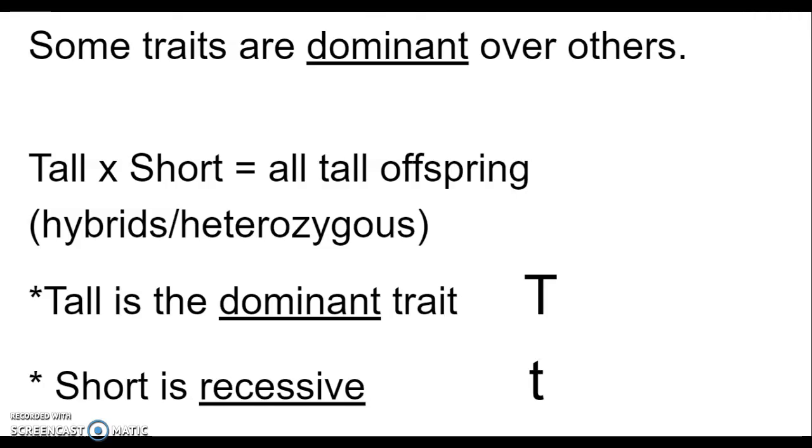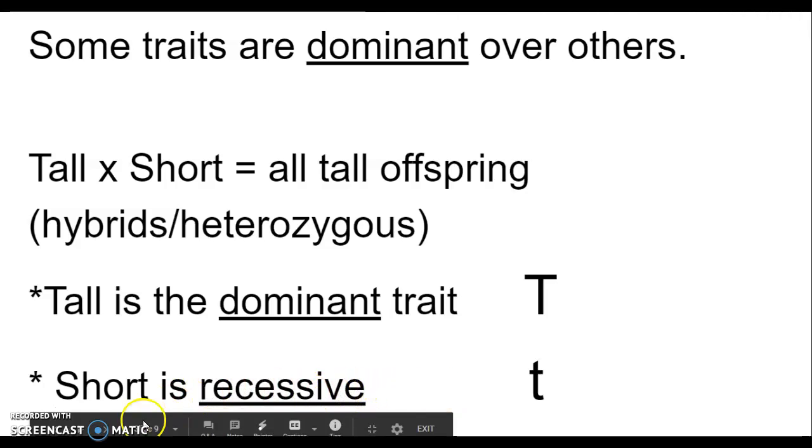For example, every time he crossed a tall and a short plant, all of the offspring were tall. So he started to figure that one was, and he used the term dominant over the other. So along the lines, what you'll start to see is that we'll use the capital letter T to represent the dominant trait, and we'll use a lowercase letter to represent the recessive trait.